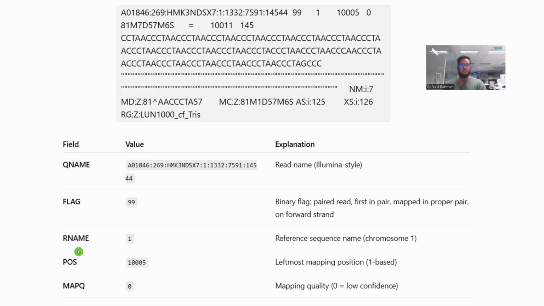Then RNAME and POS are very important, these two things. One means this read is from chromosome 1. So it came from chromosome 1. And this is the position from where the read started. So it started at position 10,005, the 10,005th base position of chromosome 1.